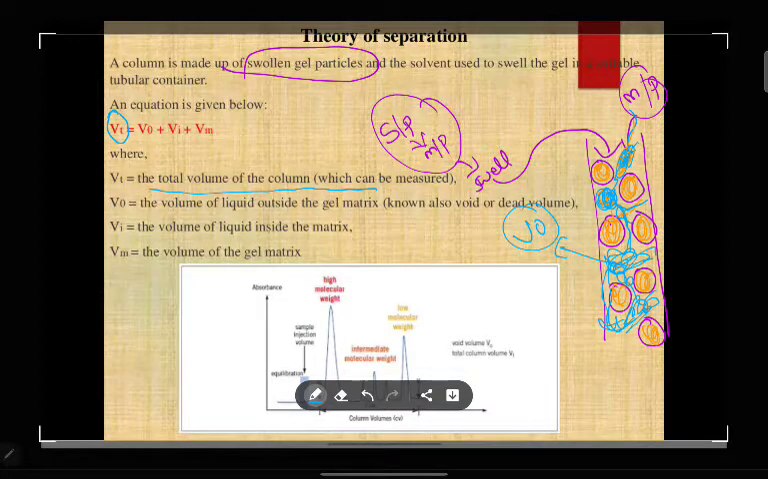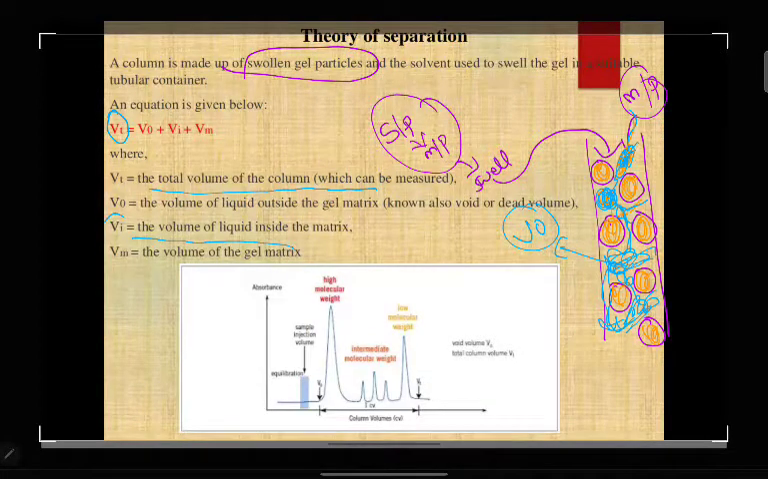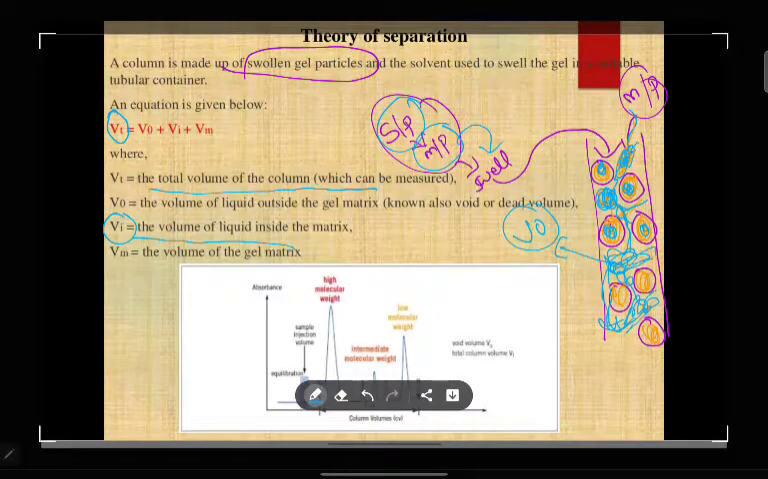Now, what is meant by Vi? Vi means inside the gel. You see, this is your gel, no? Inside the gel also it may contain some amount of mobile phase, because you mix your gel with mobile phase and then only it swells. Swelling indicates that it already absorbs some amount of liquid or solvent. That solvent which is inside your matrix is called Vi. V0 means outside, Vi means inside your gel matrix.